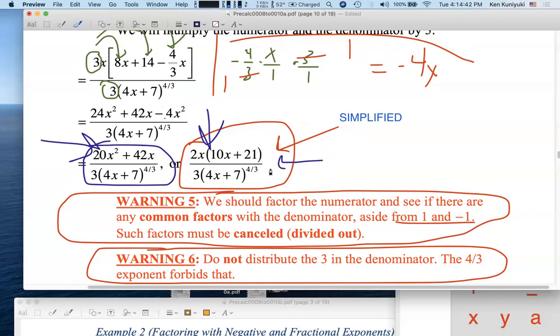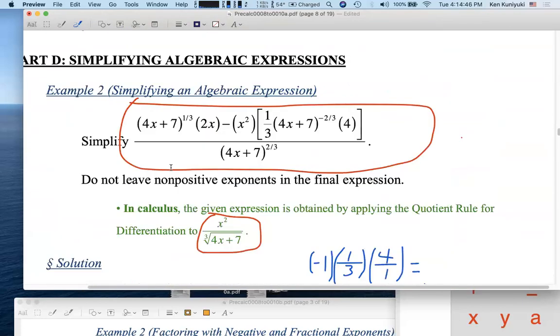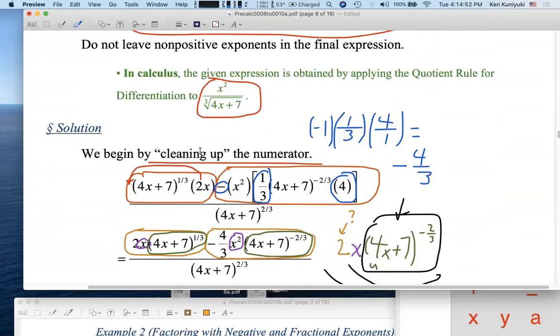Wow, that was one way to simplify this big old monster up here. We're going to see a second method in just a moment. We'll start just after we've cleaned up.